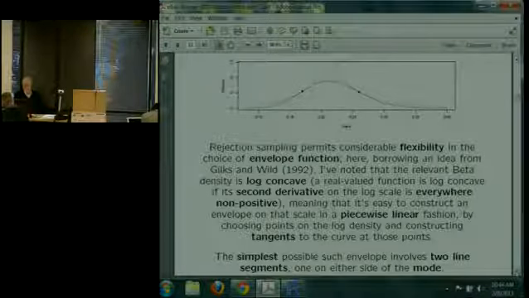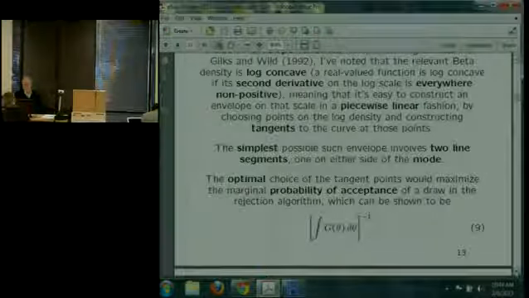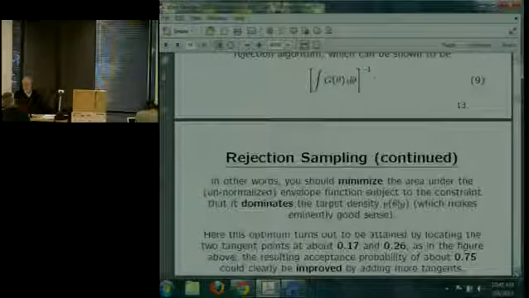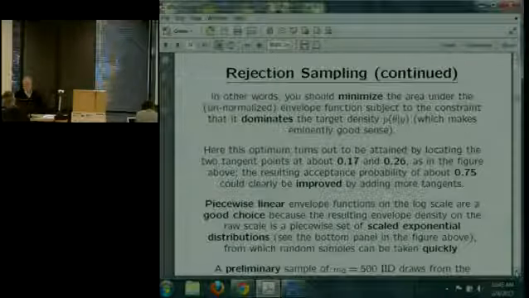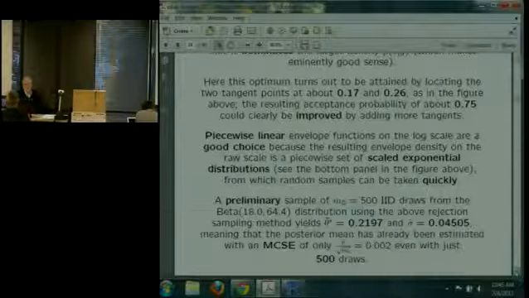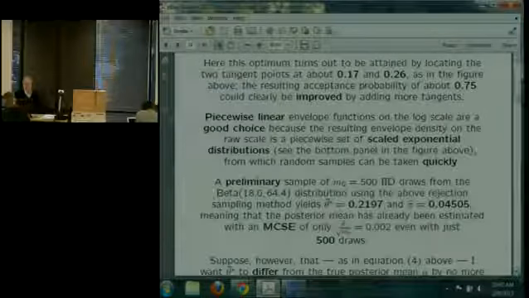Okay, and I've already mentioned that you want to make the acceptance probability as large as possible in the rejection in Mr. von Neumann's algorithm. And so you should minimize the area under the unnormalized envelope function subject to the constraint that it dominates everywhere. And of course, that certainly makes good sense. And those turn out to be the optimal points. And it turns out the acceptance probability is about 75%.